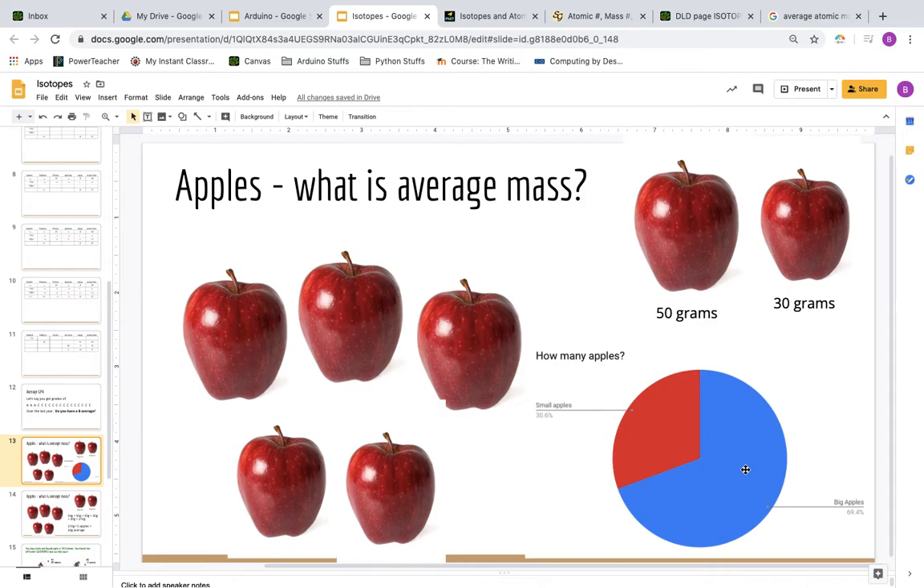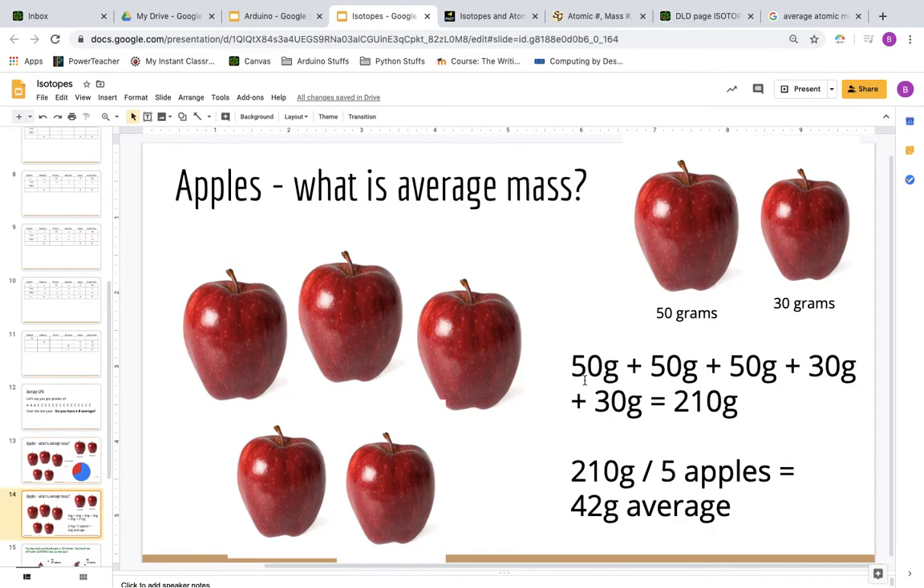But I don't like that. I feel like I've got so many more 50s than I do 30s that my average mass should be closer to 50. And indeed it is. To find averages like this, we have to find weighted averages. What you really have to do is add up all of your apples, a 50, a 50, a 50, a 30, and a 30, then divide it by how many apples you have. This gives you a 42-gram average.